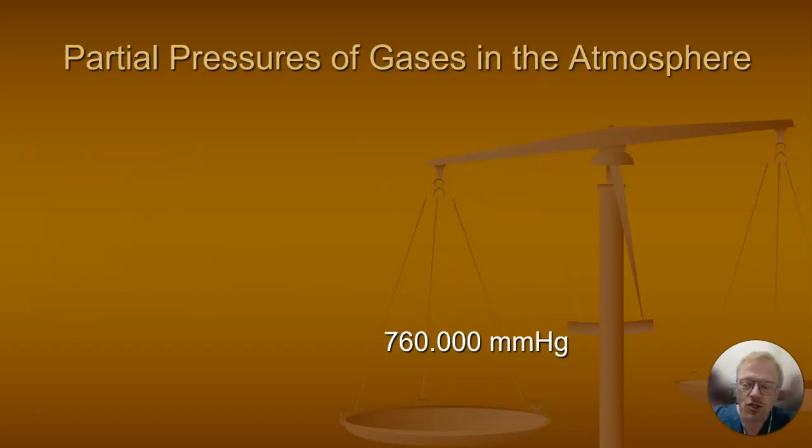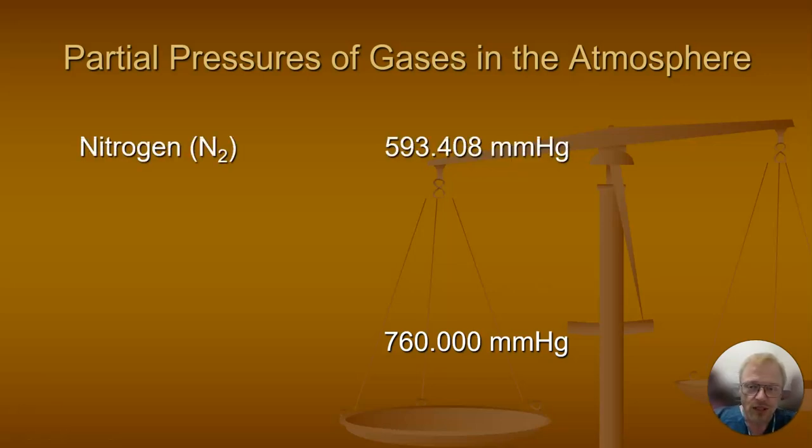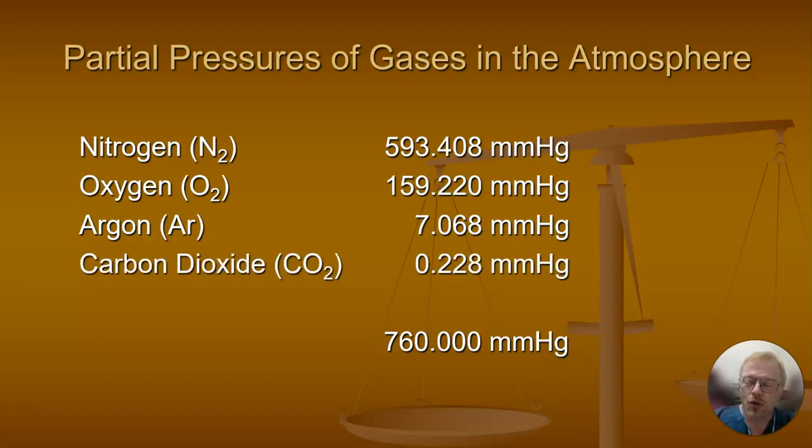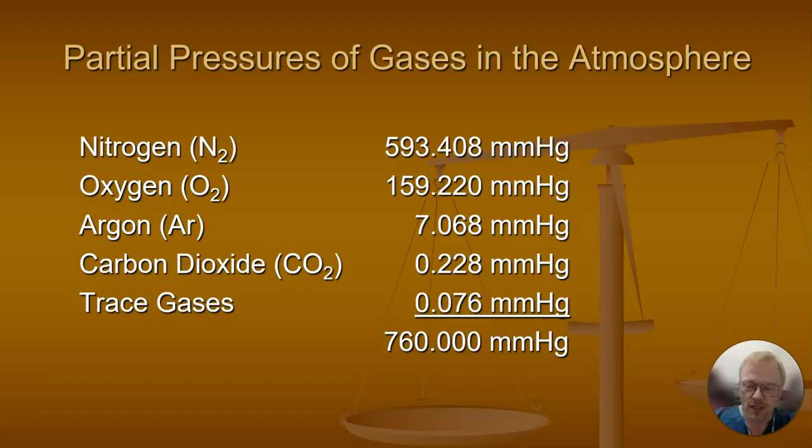Now, the pressure of all of those gases individually has to equal 760 millimeters of mercury. So when you do the calculation, nitrogen comes out to about 593. Oxygen comes out to about 160. Argon comes out to about 7. CO2 comes out to about 0.23. And the trace gases make up the rest, 0.076.